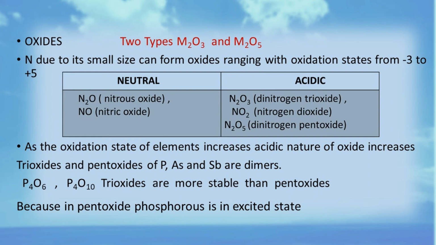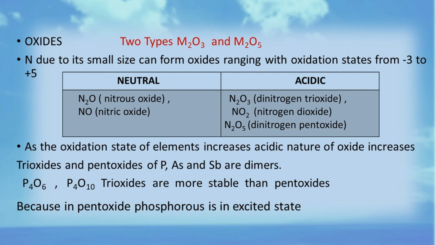The first two oxides, that is nitrous oxide and nitric oxide, are neutral. As the oxidation state of the element increases, the acidic nature of the oxide increases. This is one of the most important points. It is generally applicable. As the oxidation state of an element increases, the acidic nature of its oxide increases.